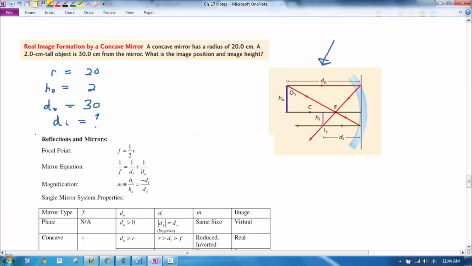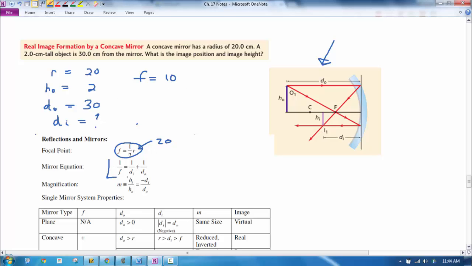All right, so first off, we're going to use this first formula right here because they gave us the radius of curvature, which is 20. So we're going to plug 20 in and find that the focal point now is 10. So now we have another piece of information. The focal distance is half of the radius of curvature, which is 10 centimeters in this case. Now we can use centimeters here. We don't have to go to meters because we're using all the same units.